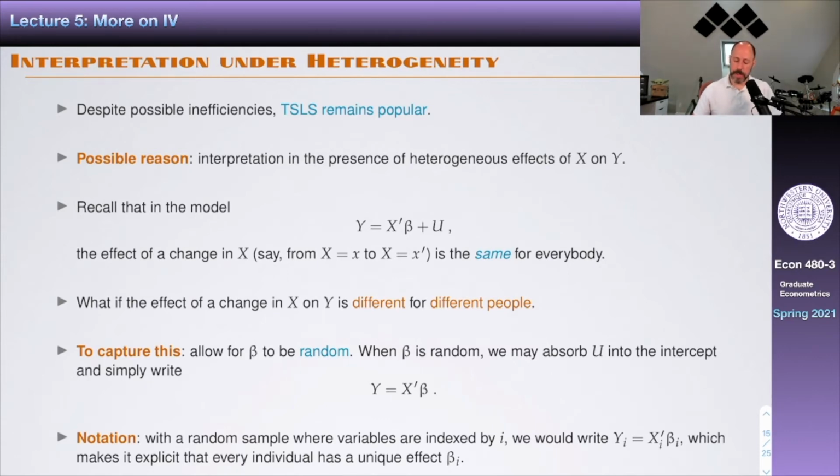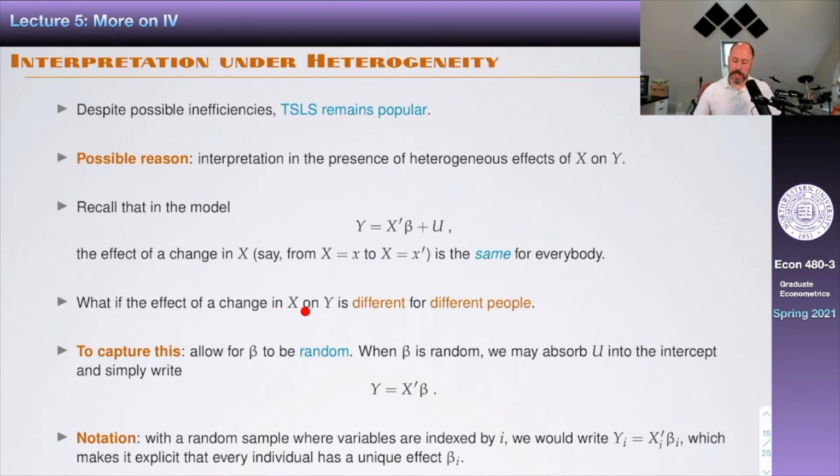So recall that the model that we wrote is y equals x beta plus u. And if you care about the effect of a change in x, let's consider a unit change, say 1 to 2, then the effect is the same for everybody. In fact, it is equal to beta. That's what the linear model with constant coefficients is telling you.